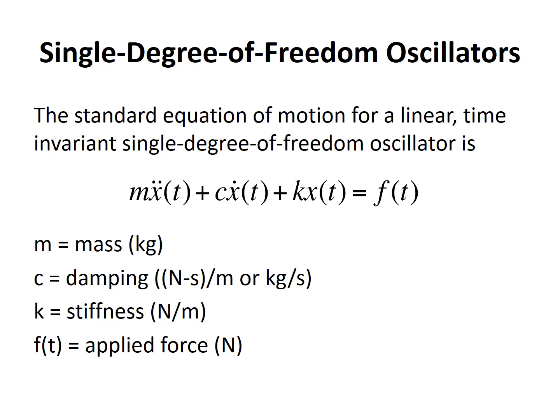So in summary, the equation of motion for a single degree of freedom oscillator is m x double dot plus c x dot plus k x equals f of t, where m is the mass, c is the damping coefficient, k is the stiffness of the spring, and f of t is the applied force. Throughout our analysis, we have assumed that the mass, damping, and stiffness coefficients do not change with time. For this reason, the equation of motion that we will study is a linear, time-invariant, ordinary differential equation in the displacement variable x of t.